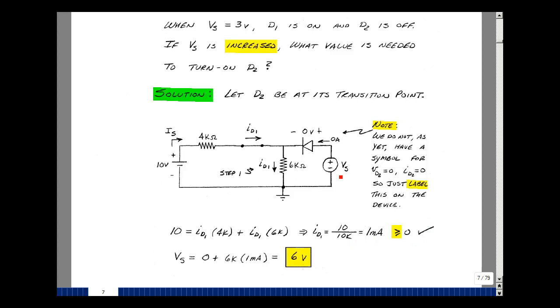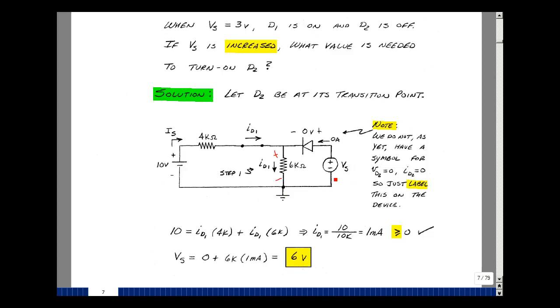I'll solve for the value of V sub S. The rise in voltage here equals the drops around the loop. A drop in this direction from the 1 milliamp times the 6K, or 6 volts. The rise in voltage equals the drop of 0 plus 6. I get a value of 6. So when this battery is lifted up from 3 volts to 6 volts, now both diodes are conducting.